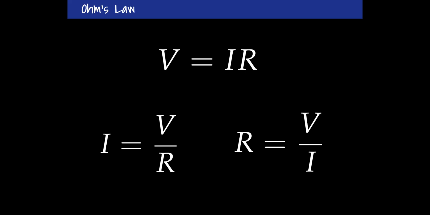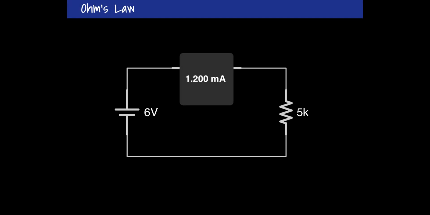I've taken this equation and done two simple algebraic manipulations. I don't know why, I just sort of did that impulsively when I created this slide, that I can rearrange it and solve for the current and the resistance. Whatever I have, I can find what I'm looking for. So here's just an example to see if it matches our expectation. Imagine that I have a 6 volt battery and I connect it to a 5,000 ohm resistor.